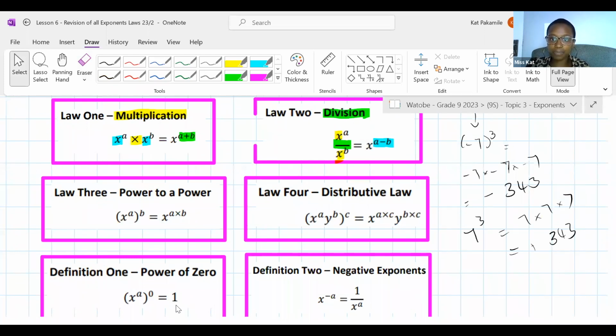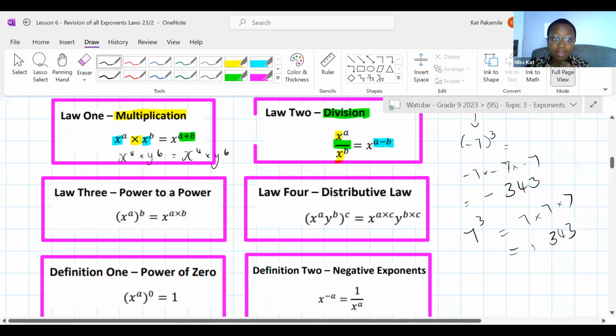Bokang, you have a question? Hi, ma'am. For law 1, what happens if your bases are not the same and also your exponents are not the same? For example, maybe they give you x to the power 4 times y to the power of 6. Then you literally just have x to the power of 4 times y to the power of 6. So your answer will be that question. You cannot do anything to that.